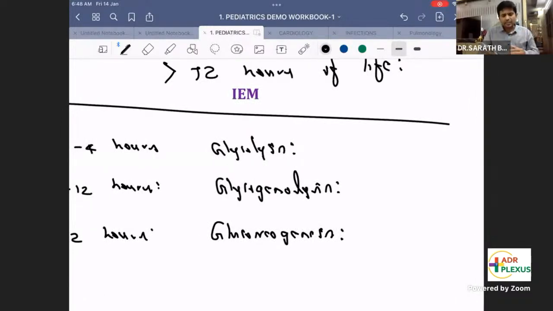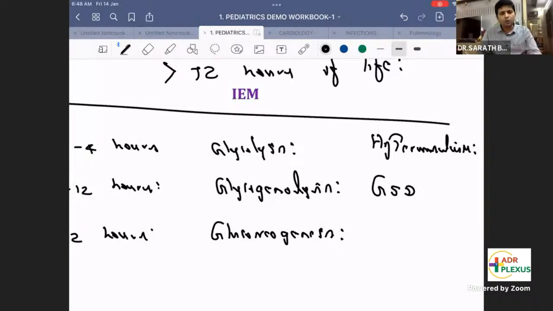A classical example for issues with respect to glycolysis is hyperinsulinism. Hyperinsulinism, point number 1. Second point, a classical example for a glycogenolytic disorder is glycogen storage disorder. You might have heard about von Gierke disease, Cori's disease, Anderson's disease, etc.